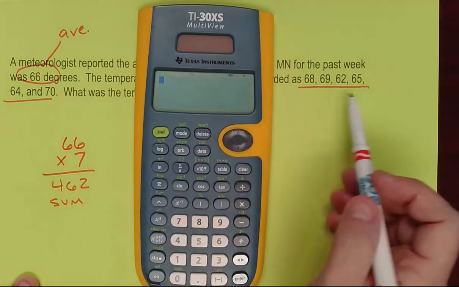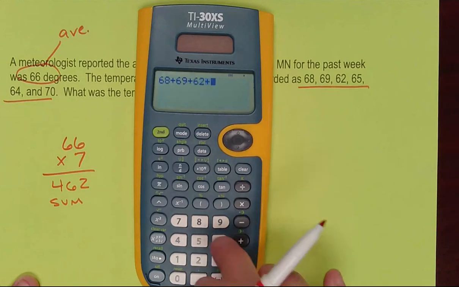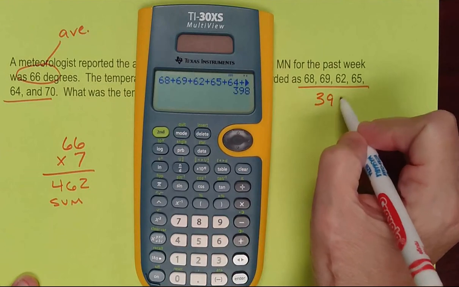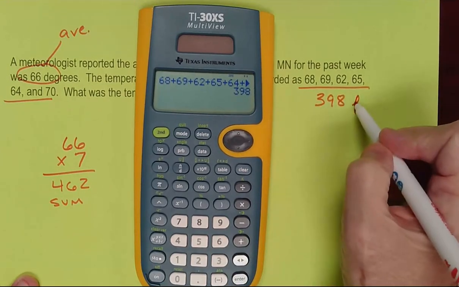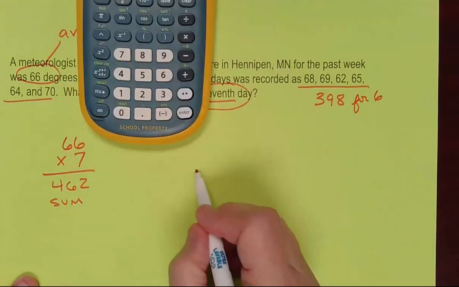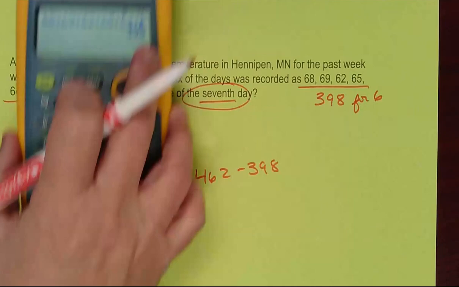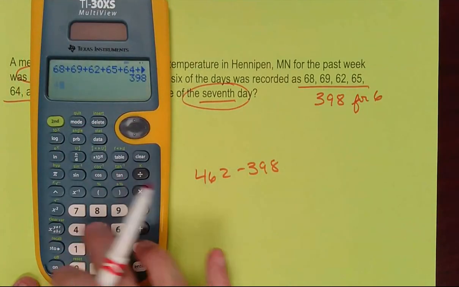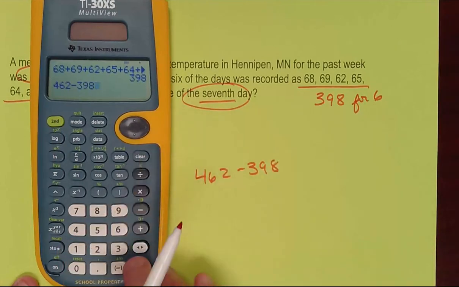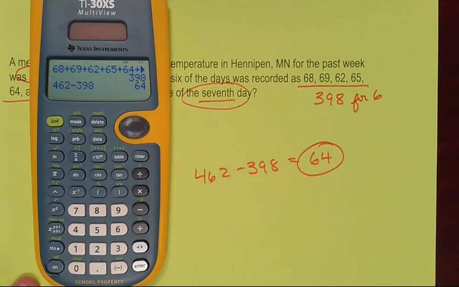Let's add the 6 days we know: 68, 69, 62, 65, 64, and 70. And we get a sum of 398 for 6 days. When I take the sum of 462 and subtract 398, that's going to give me that missing temperature. 462 minus 398 gives me a temperature of 64 degrees for the missing data.